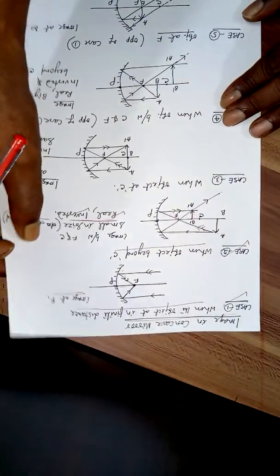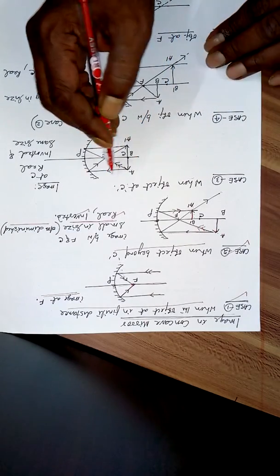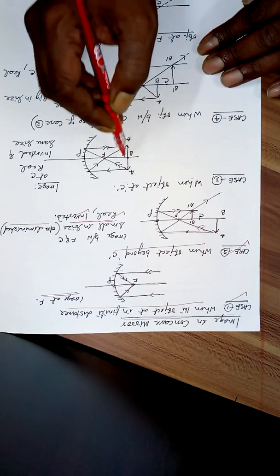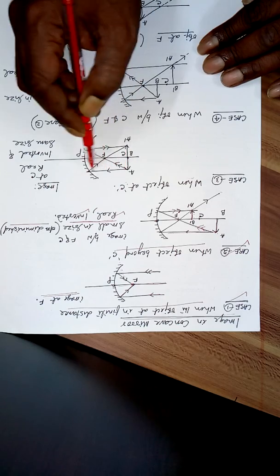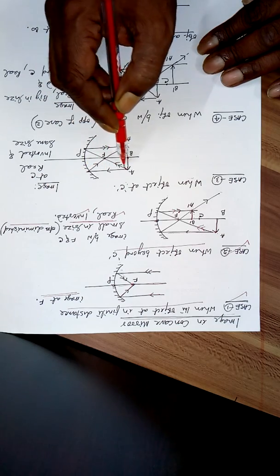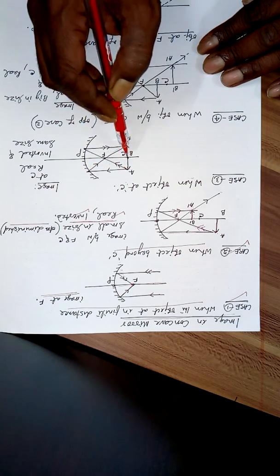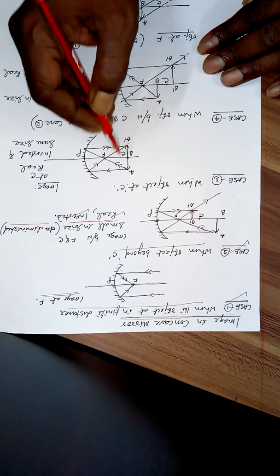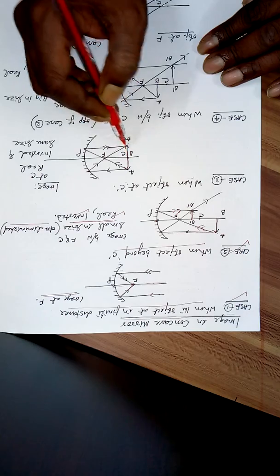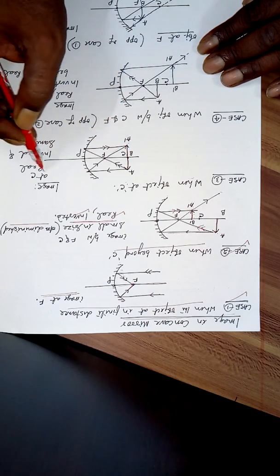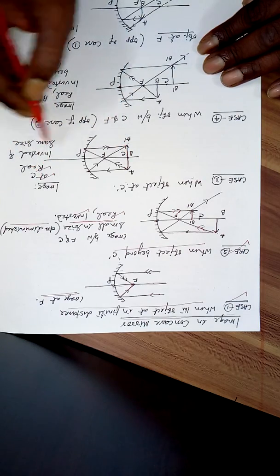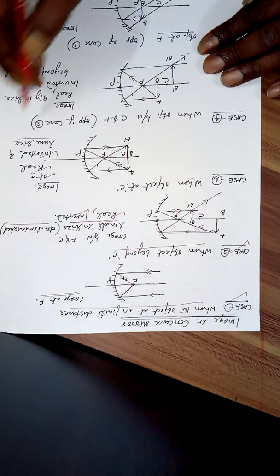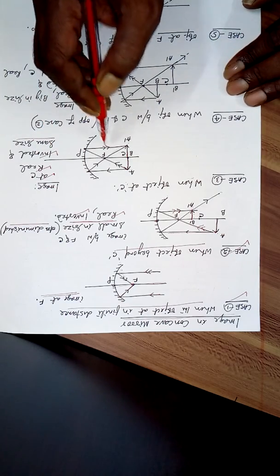Now the third case, when the object is at C, this is the object, a ray parallel passes through focus, and a ray passing through focus becomes parallel. The image is also formed at C, and if you measure the size, this size is equal to this size. So it is at C, it is real, it is inverted and the same size.